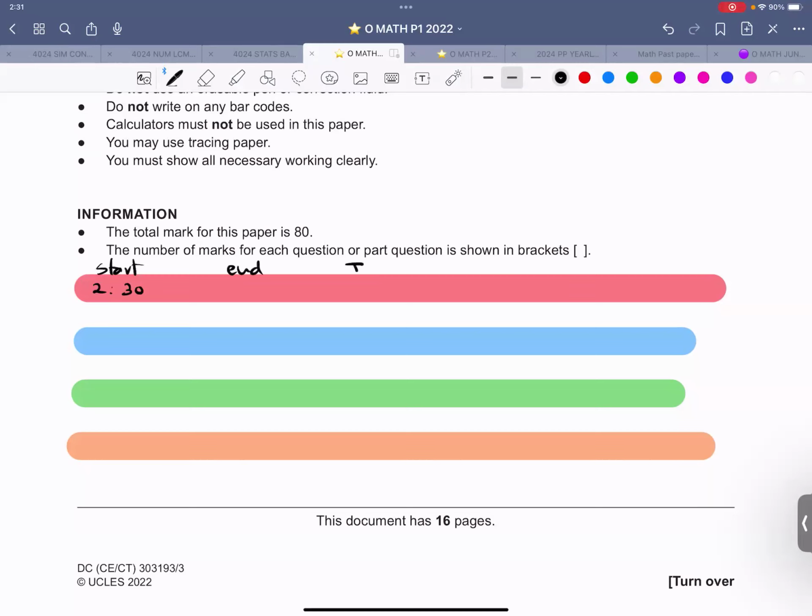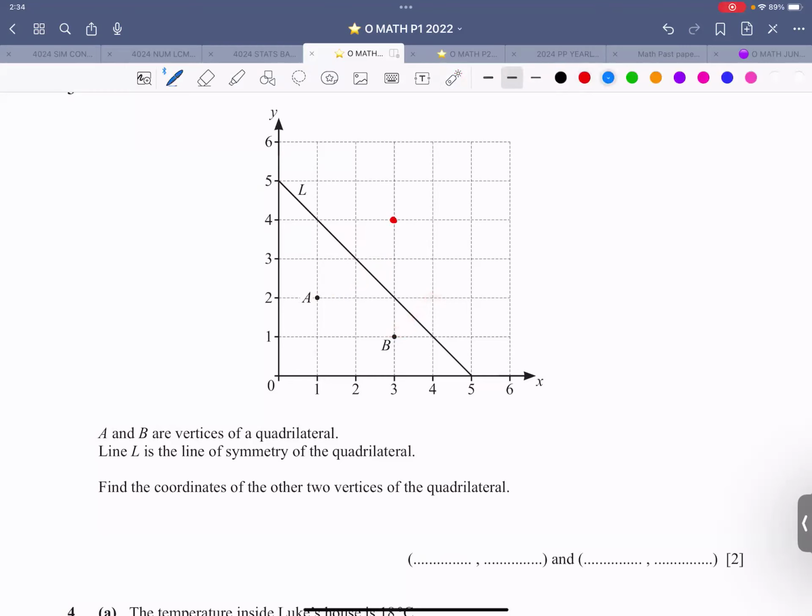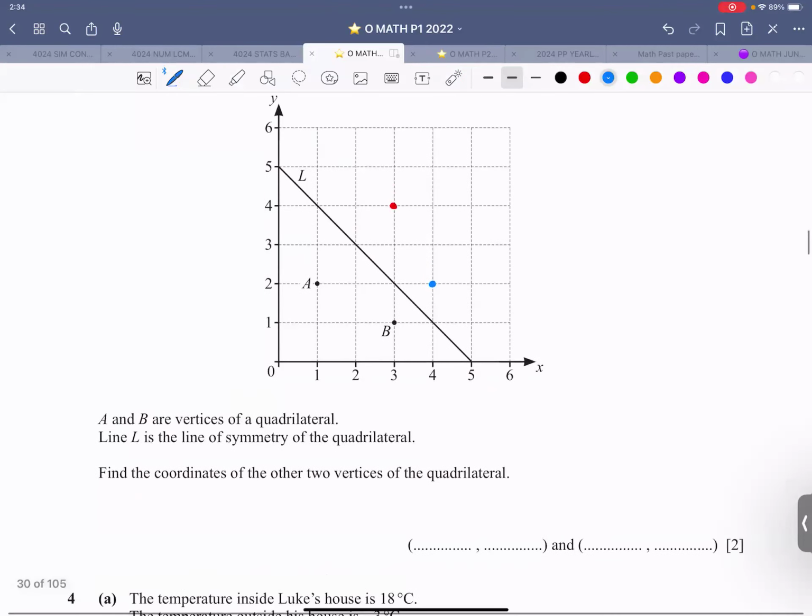So let me mark this point. So for A, this is the other point. And what about B? This is like half a unit diagonally. So half a unit this way. This is the other one. So therefore, the other one is right over here. Find the coordinates of the other two vertices. We have to write it out. So let me write this thing as A prime. Let me write this thing as B prime. That's for my labeling. A prime is 3, 4. So this is 3, 4. That's one thing. And the other one is 4, 2. That's the other one. So these two coordinates are also found.